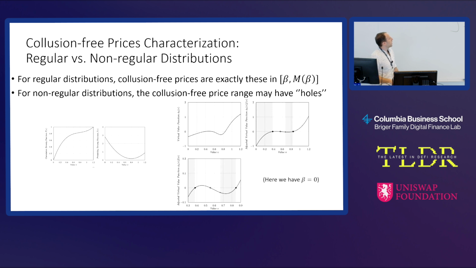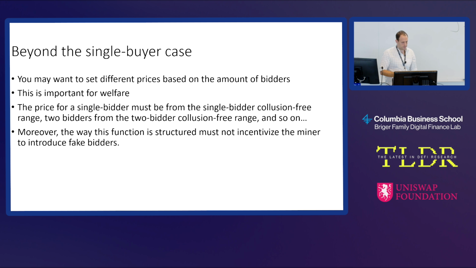For non-regular distributions, the picture can be a bit more complicated, and there can be gaps in the price that no one is interested in, even below the monopolistic price. So even when you're below the monopolistic price, because you don't have the same type of monotonicity, there might be areas that don't have good prices. Okay, so this gives us a class of mechanisms that are incentive compatible for the users, for the miner, and are also collusion-free in some sense.